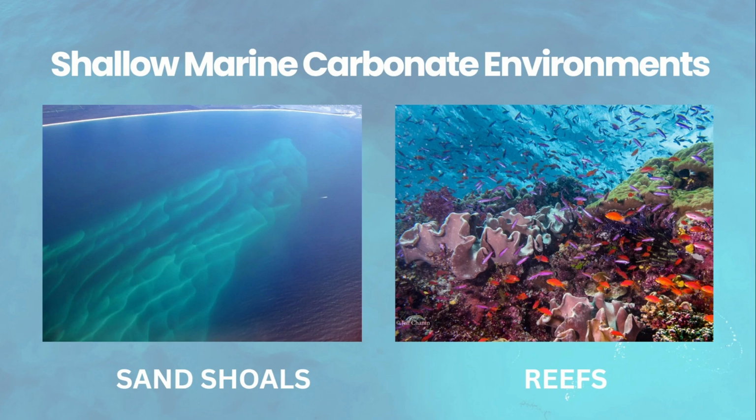Reefs, on the other hand, are built by reef-building organisms such as corals, algae, and sponges. They create a rigid, wave-resistant structure found at the shelf's margin, acting as a natural barrier against wave energy. Reefs also serve as biodiversity hotspots, providing habitats for a wide range of marine life. Together, sand shoals and reefs show how different processes shape carbonate deposition in shallow marine environments.